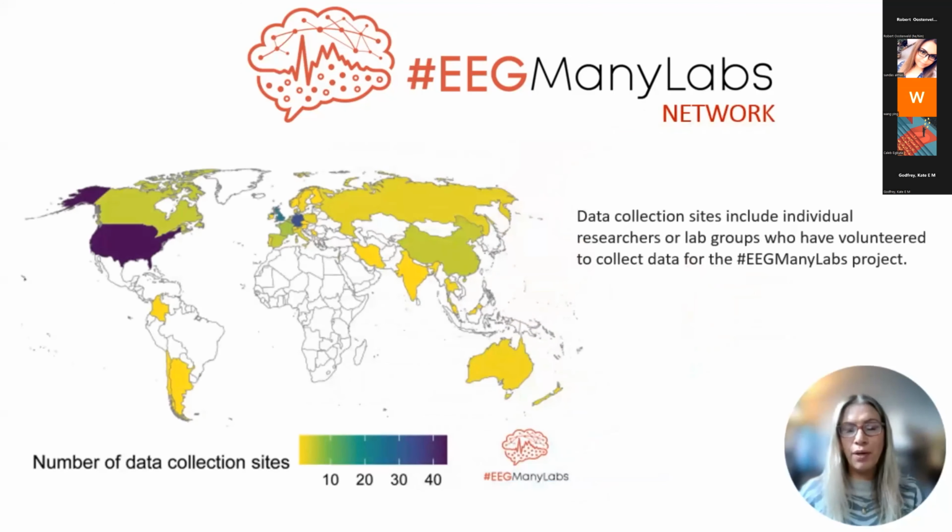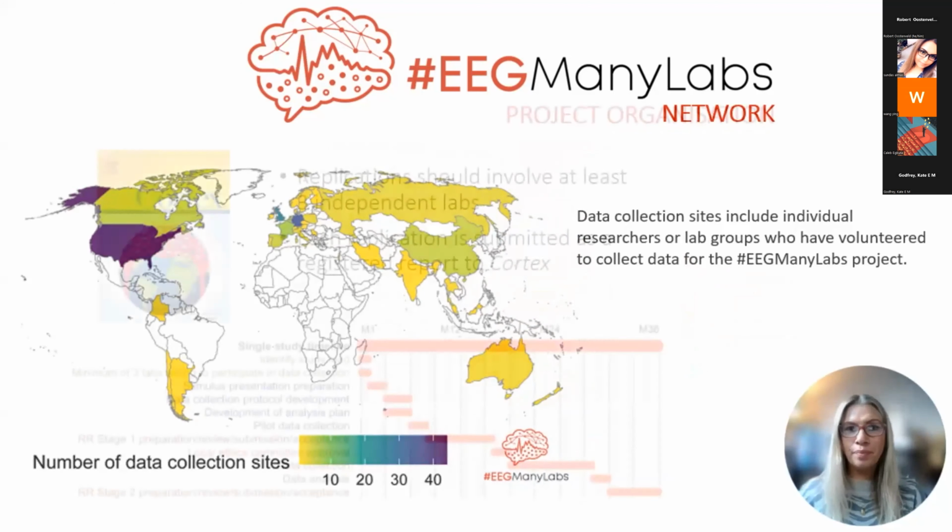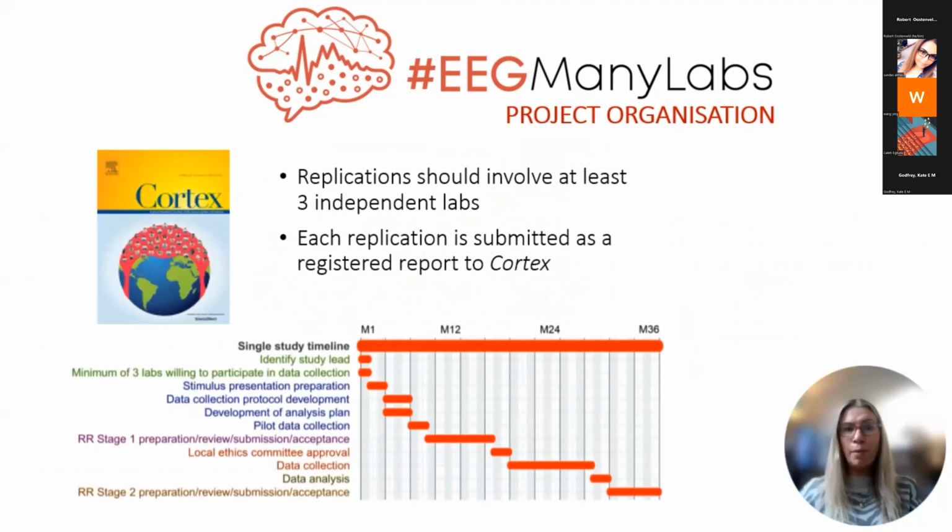EEG Many Labs has a global network, and data collection sites include individual researchers or lab groups who have volunteered to collect data for the project. The first step in the replication process is to establish a lead replicating lab for a particular study. After approval, the lead replicating lab issues a call to other labs to join the replication, listing all necessary details such as technical requirements, the expected duration of the experiment, and the planned sample size. The next stage is to make sure that the replication's methodology closely follows the original and allows the replication team to conduct a fair and high-powered test of the main findings from the original study.